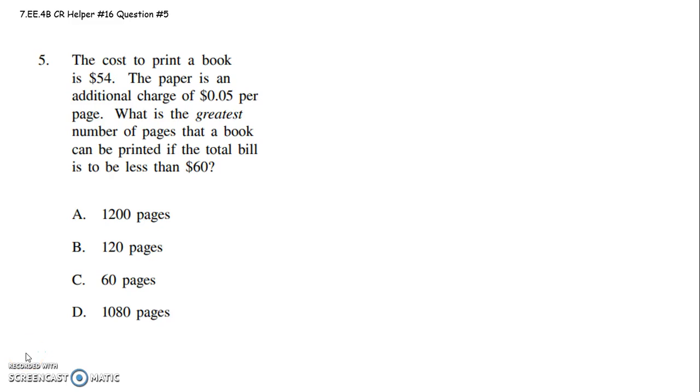All right, sixth or seventh graders, this is to help you with question 5 on CR 16. It says the cost to print a book is $54. The paper is an additional charge of 5 cents per page. What is the greatest number of pages that a book can be printed if the total bill is to be less than $60? Okay. So let's first see, what are they looking for? What is the greatest number of pages?